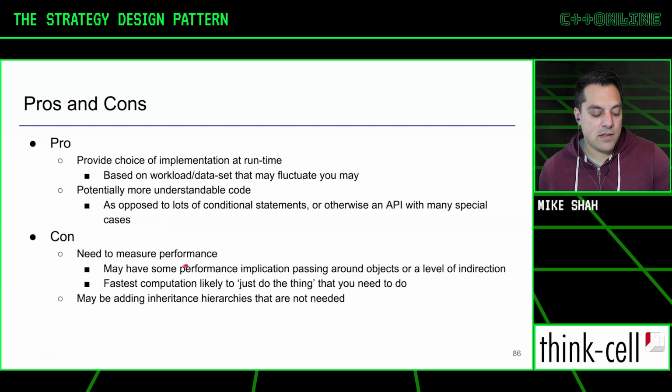So again, the con, you need to measure your performance because you are adding some layer of indirection, so just something to think about doing. And the fastest computation very well may be just to do the one thing that you need to do, or as was mentioned earlier, if you just have four different use cases, maybe that's the fastest. So you just have to think about it and measure here. And the other con I could see is you might end up with just tons and tons of objects if you're not careful thinking about your inheritance hierarchy. So again, just something to be thinking about.